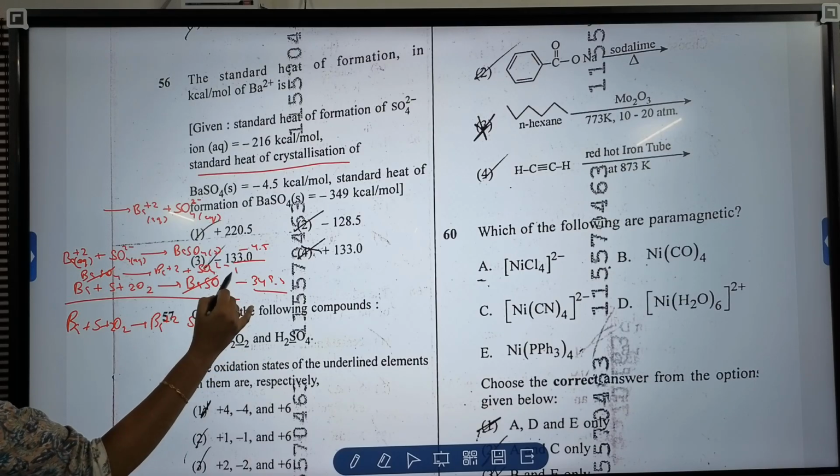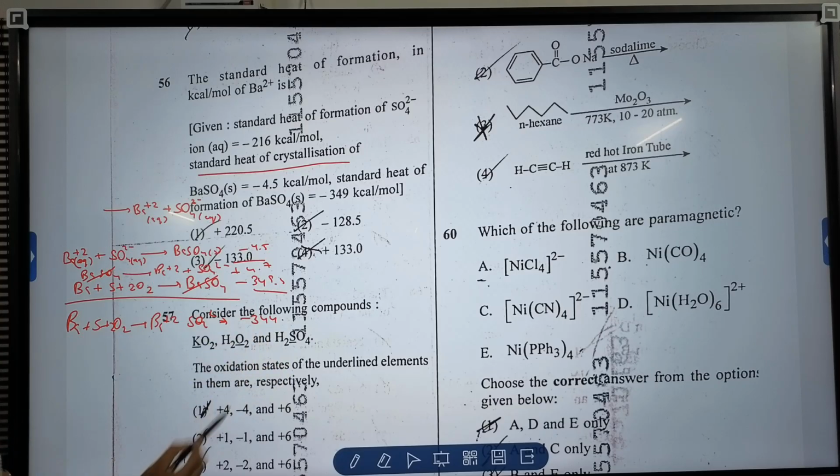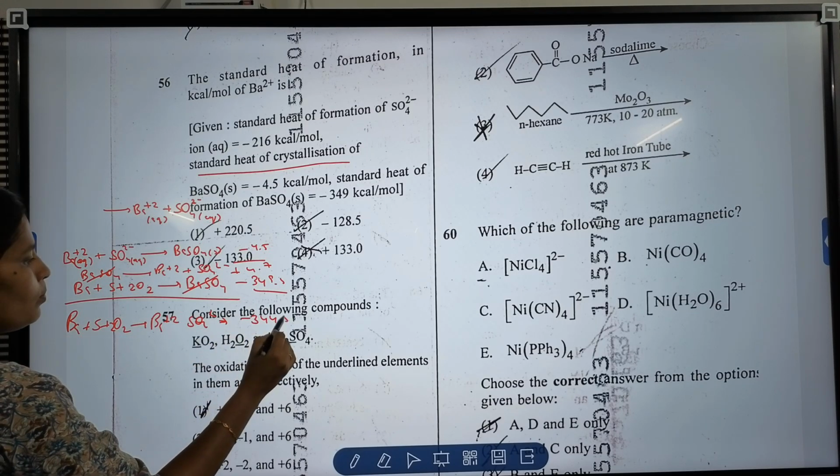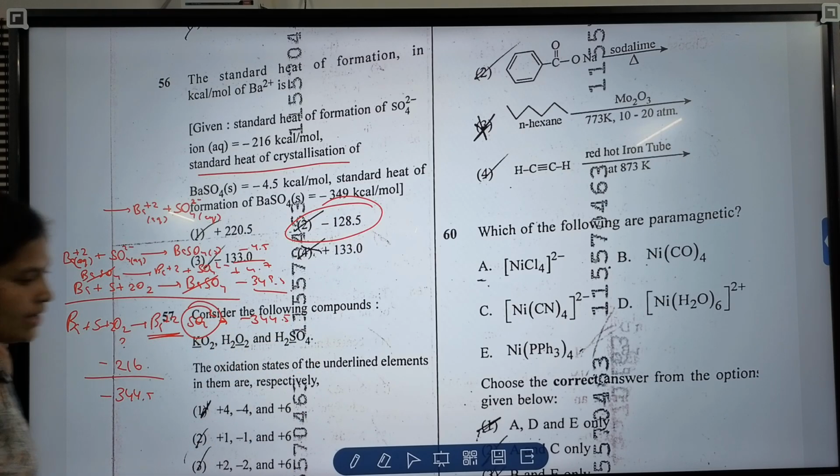What is the value we are getting? We are getting minus 344.5, right? Fine. So here the sulfate value is already given, we have to find it for this. So the total is minus 344.5. Sulfate is already given, that is minus 216. What can be the value? So we can subtract it, and we will get minus 128.5. That is the answer.